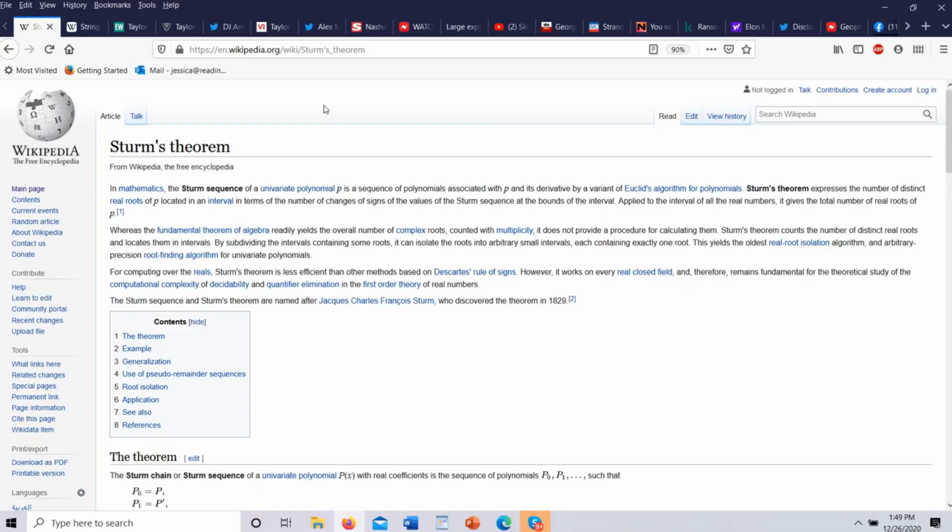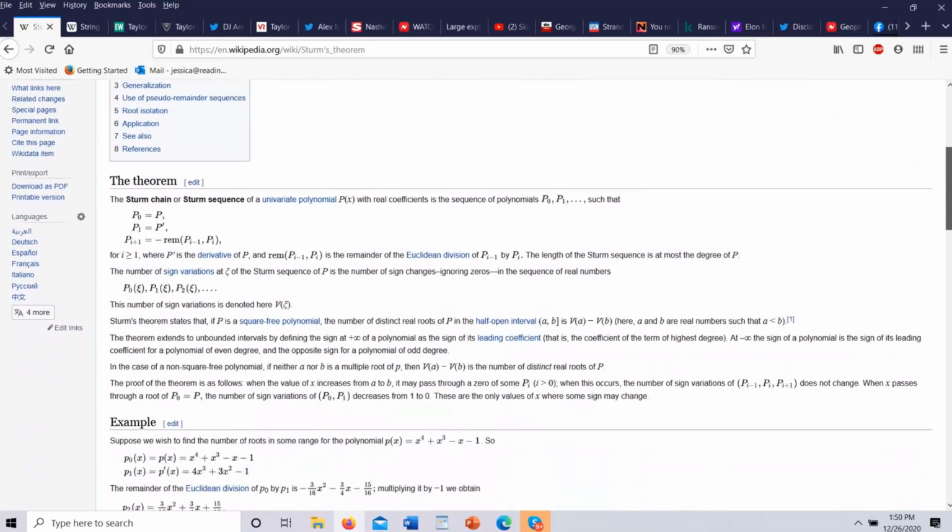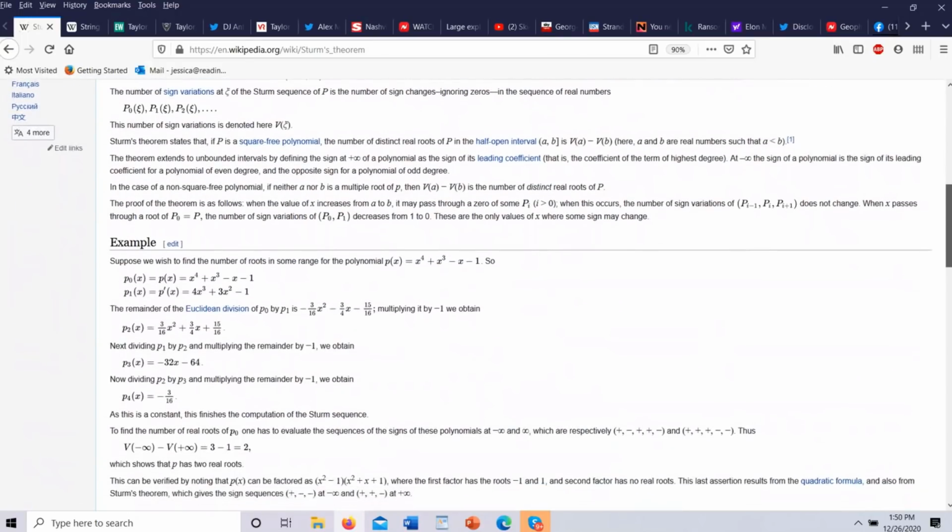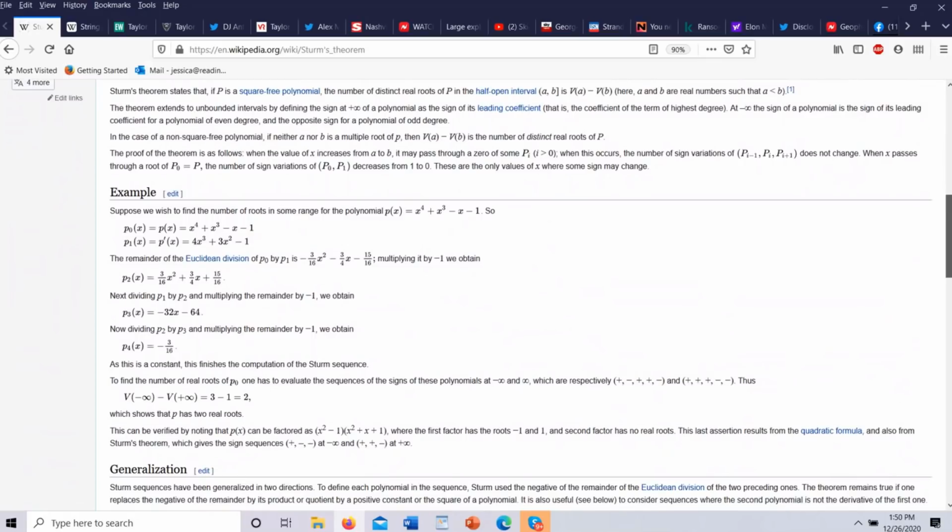For computing over the reals, it is less efficient than other methods based on Descartes' rule of signs. However, it works in every real closed field and therefore remains fundamental for theoretical study. This was discovered by Jacques Charles François Sturm, who discovered this theorem in 1829. And here are some of the calculations that explain the process.